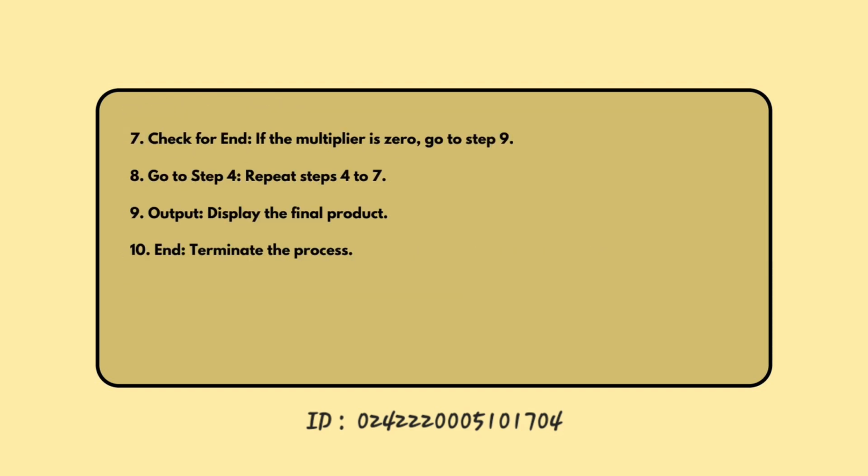Seventh, check the multiplier. If the multiplier is 0, go to step 9. Eighth, go to step 4. Repeat steps 4 to 7. Ninth, output. Display the final product. Tenth, end. Terminate the process.